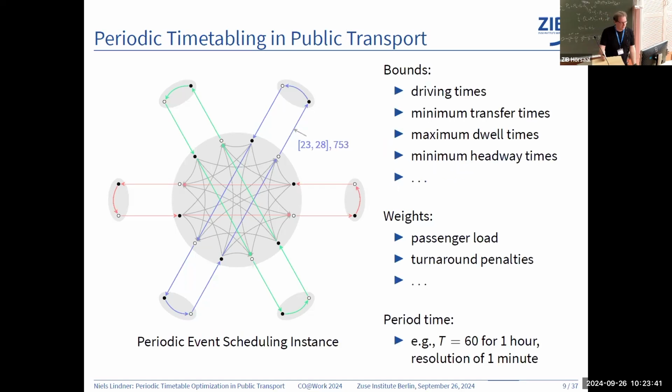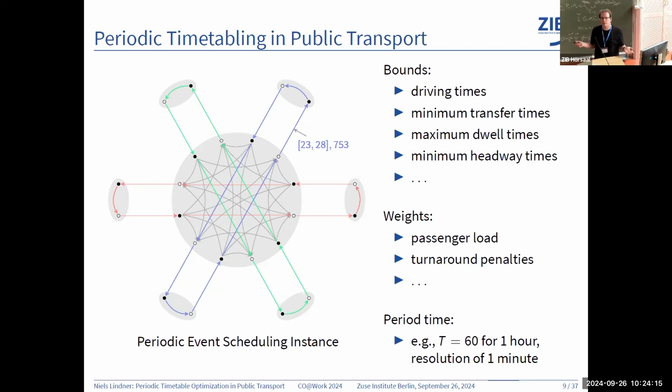And to make this into a proper instance of a timetabling problem, we associate to each of these arcs bounds. And bounds could be driving times, minimum times for transfer, maximum times for dwelling at the station, and so on. And also weights. And weights could be the number of passengers that we think are using a certain activity or a certain transfer. But we could also, to get more to the operator's perspective, say we just penalize turnaround times here, because if the vehicle is at the terminal station, it waits for the next departure, there's no passenger involved.